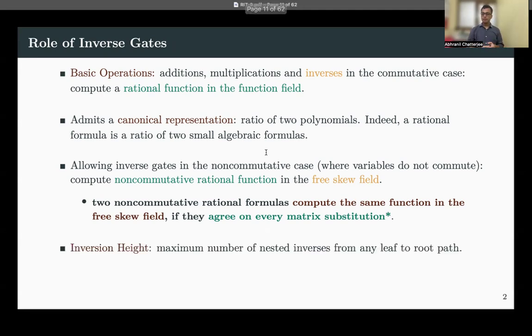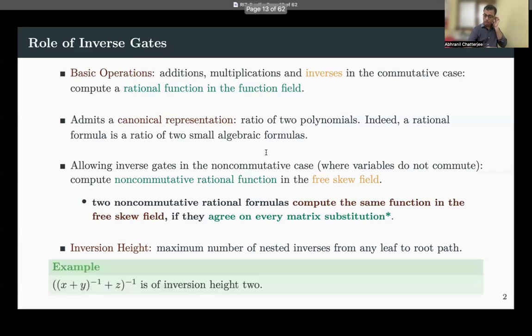Unlike the commutative case, we can't push all the inverse gates to the top for non-commutative rational formulas. The maximum number of nested inverses on a leaf-to-root path shows how complicated a non-commutative rational formula is. This is characterized by the inversion height of a non-commutative rational formula. For example, this is an example of an inversion height 2 rational formula.